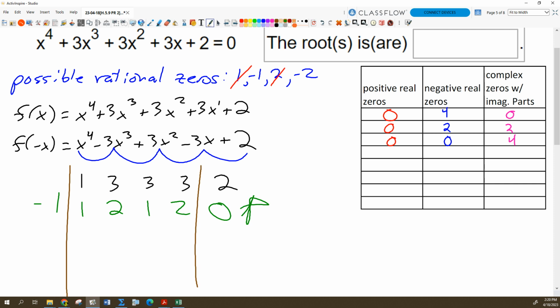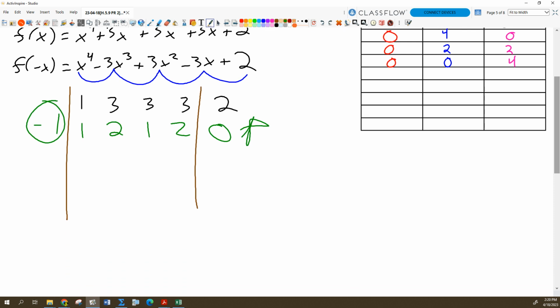Now, what if that one didn't work? If that one didn't work, I would just cross that row off, cross that number off, and go down and try another one. See my point? Okay, but it did work, right? It did work. So what's that tell us then? So it tells us that -1 is a 0. So what's the factor that goes with that? X plus 1, right? You see my point? Okay, so then what can we do with this?